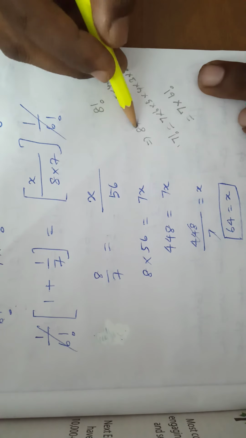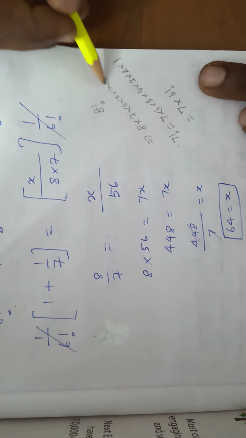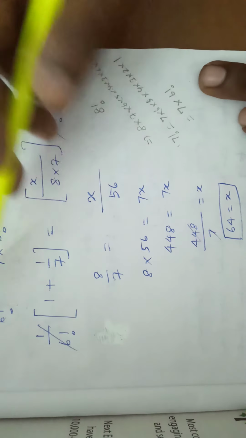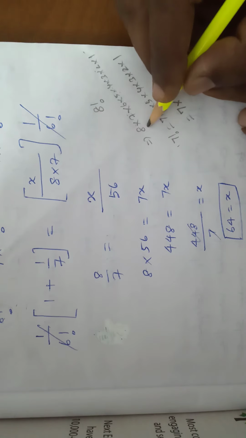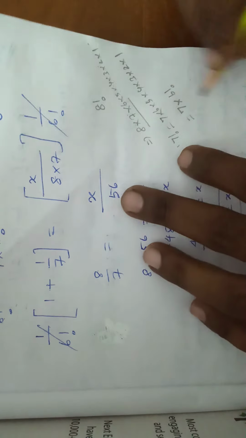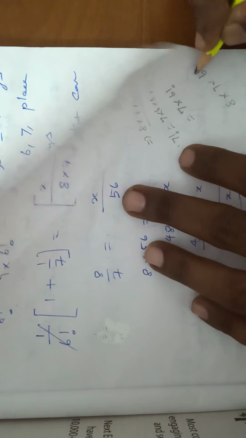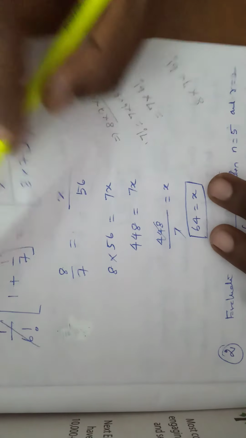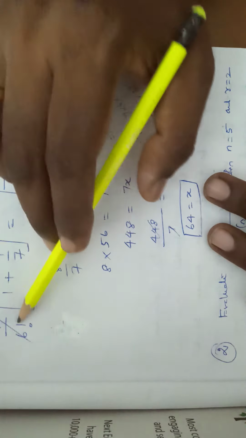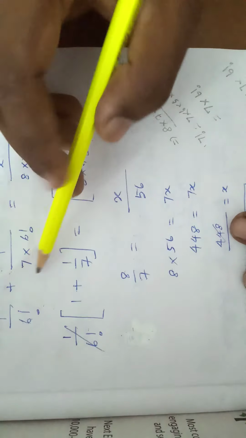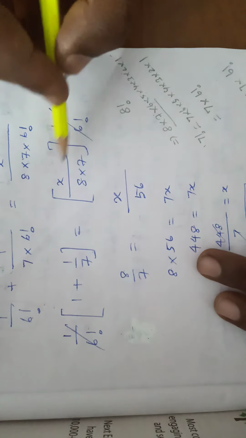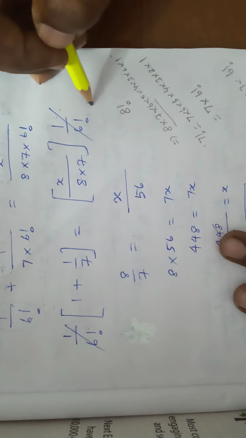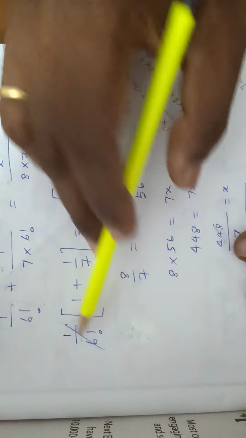So 8 factorial means 8 into 7 into 6 into 5 into 4 into 3 into 2 into 1. So we can proceed up to 6 factorial. So we have to take 8 into 7 into 6 factorial. In this result, 1 by 6 factorial is taken as common. So 1 plus 1 by 7 equal to x by 8 into 7, into 1 by 6 factorial. 1 by 6 factorial, 1 by 6 factorial cancel.